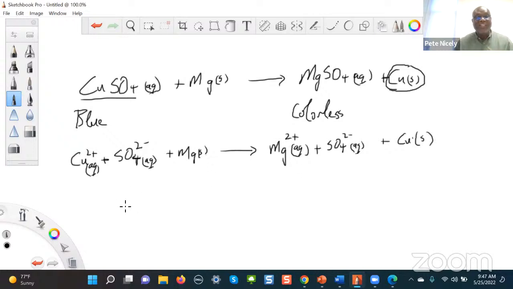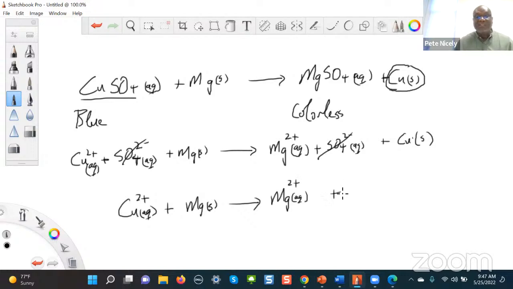Now, if you remember, to get to the net ionic equation, we cancel out the spectator ion, which in this case would be the sulfate ion here and here. So the net ionic equation would be Cu2+ aqueous plus Mg solid to form Mg2+ aqueous plus Cu solid, right?